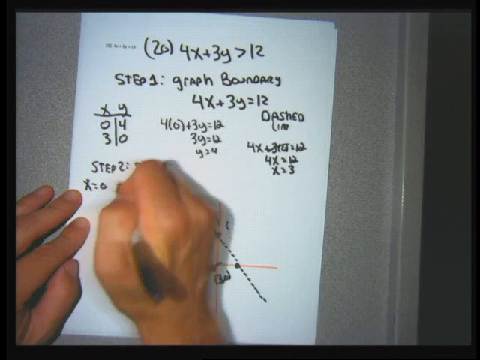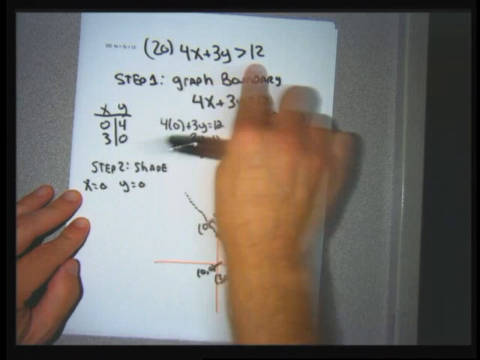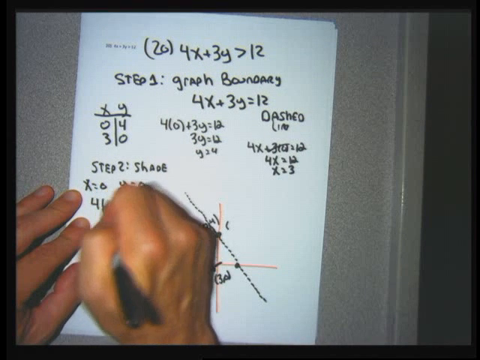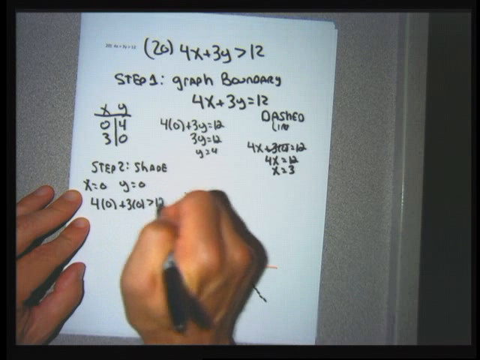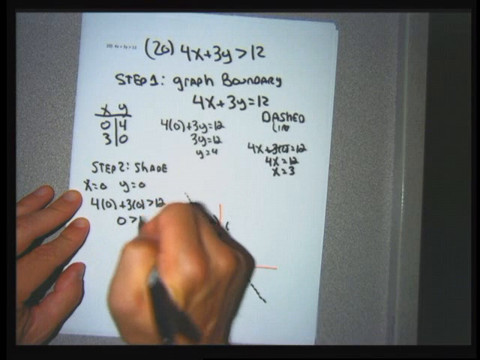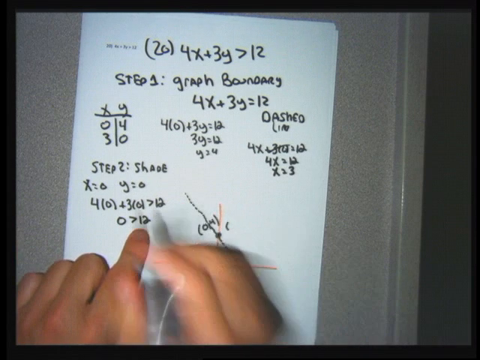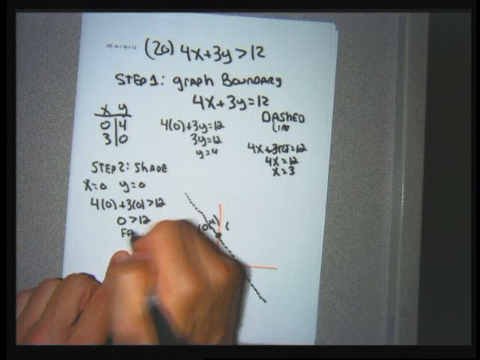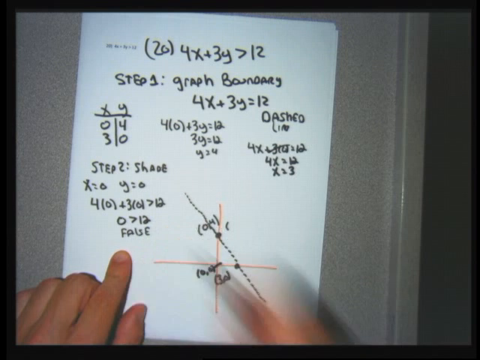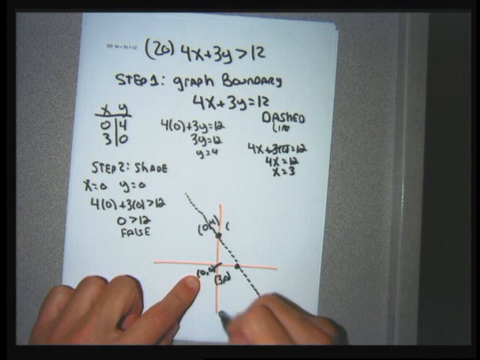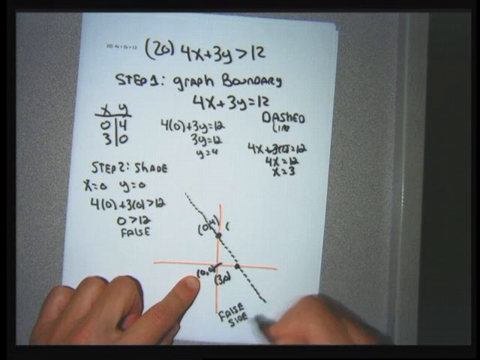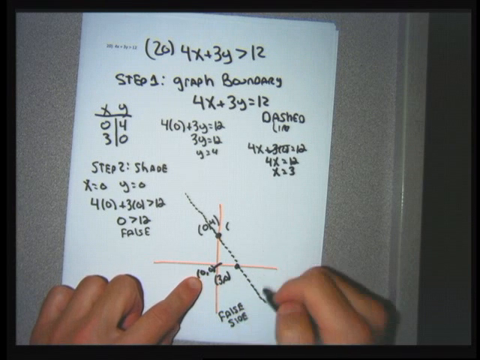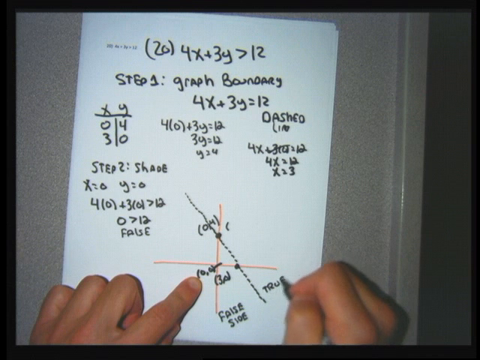x equal to 0 and y equal to 0 into the original problem. I'm going to go 4 times 0 plus 3 times 0 is greater than 12. That simplifies to the statement 0 is bigger than 12. And because 0 is not bigger than 12, 0 is most definitely less than 12. Because when I plugged (0, 0) in, it gave me a false statement, the side of the line that has (0, 0) is the false side of the line. By default, that makes the other side of the line the true side of the line.